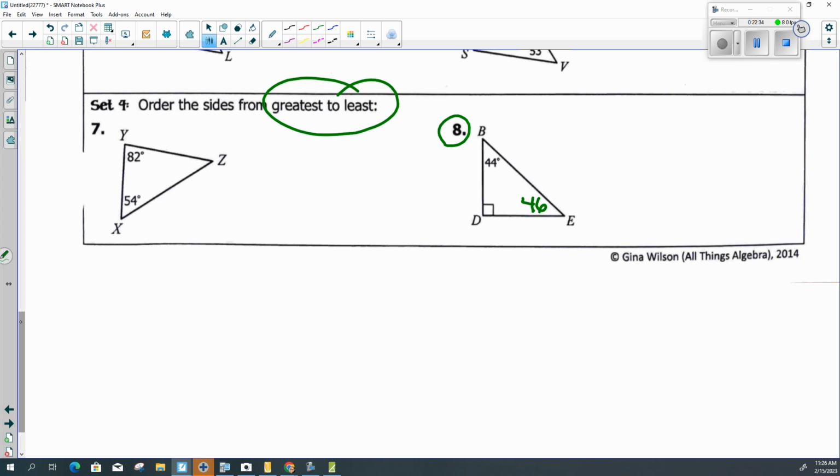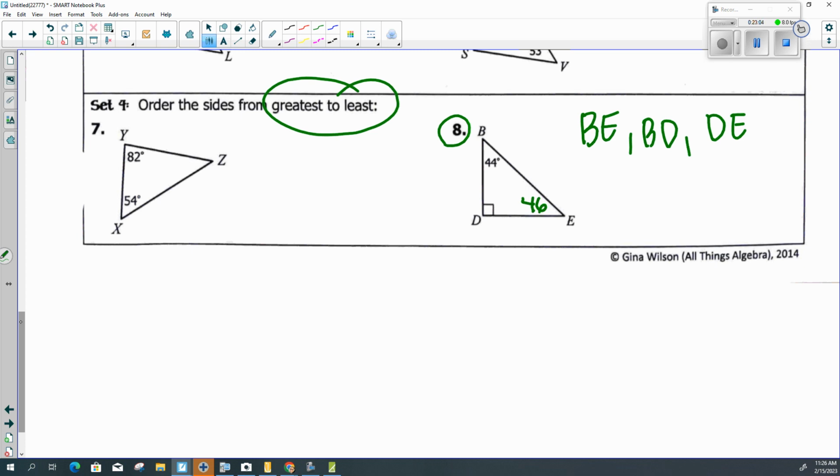Okay, Haley, which one of these is the greatest? What's the longest side? BE, because it's across from the 90-degree angle. Haley, what's the next biggest one? ED. And we're left with DE. If you called it ED, if you called it DB, there's not a specific order you have to write the letters in, as long as you mention both the vertices. So are these hard to correct? Yes, they can be.